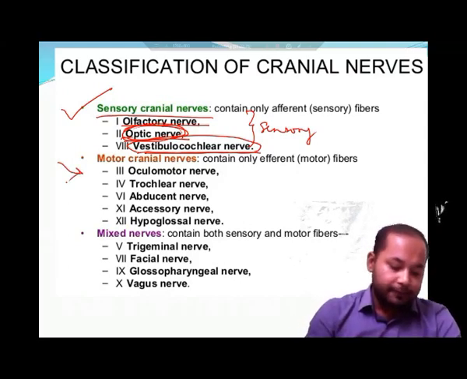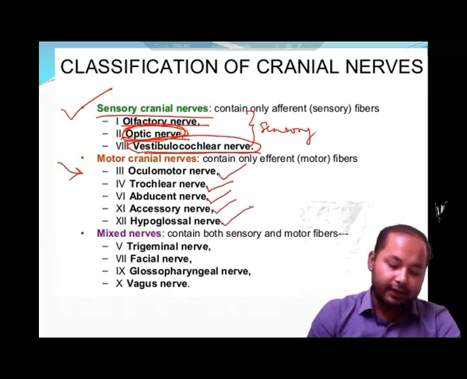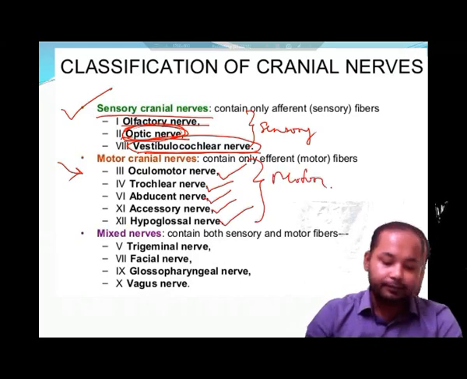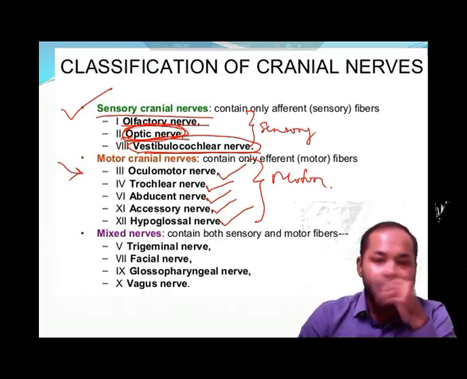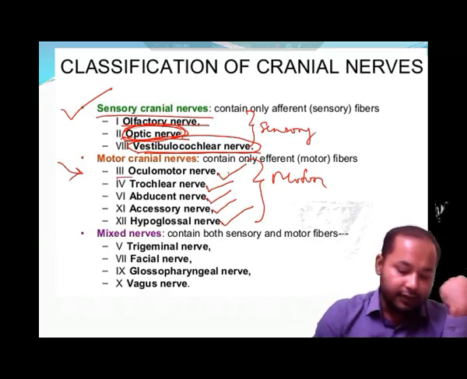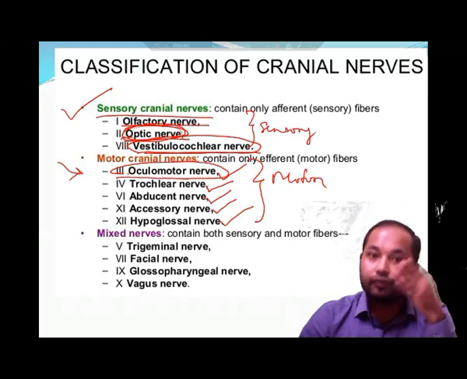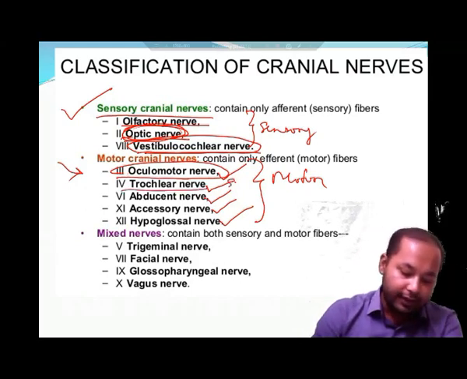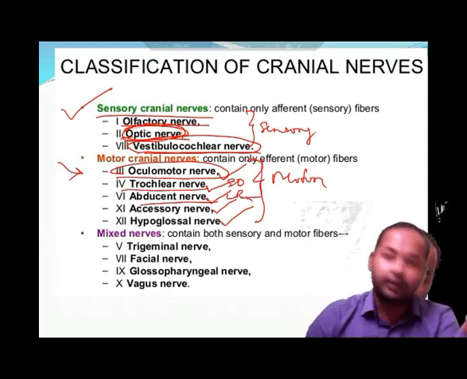The motor nerves are respectively the oculomotor nerve, trochlear nerve, abducens nerve, then the cranial or the spinal accessory, and the hypoglossal nerve. These are only carrying motor parts, that means motor sensations, that means they are giving only commands. They are not carrying any type of sensation from anywhere. Oculomotor nerve is for the extraocular muscles, as you already know, leaving the superior oblique, SO4, trochlear, and lateral rectus, LR6, abducens. So SO4 and LR6 is already there. These are motor. This is already completed in the orbit part.